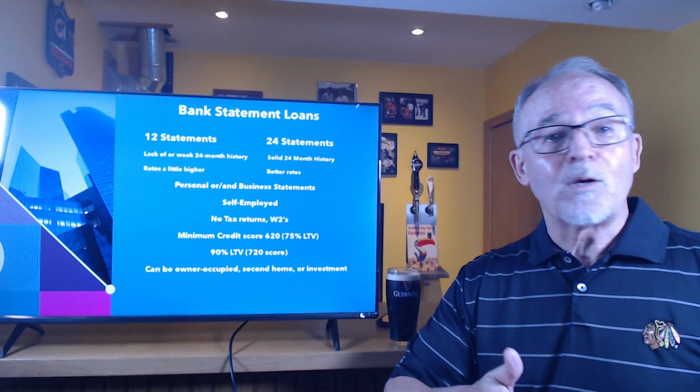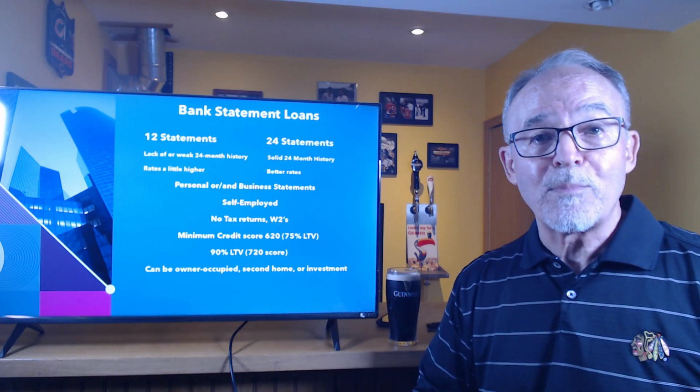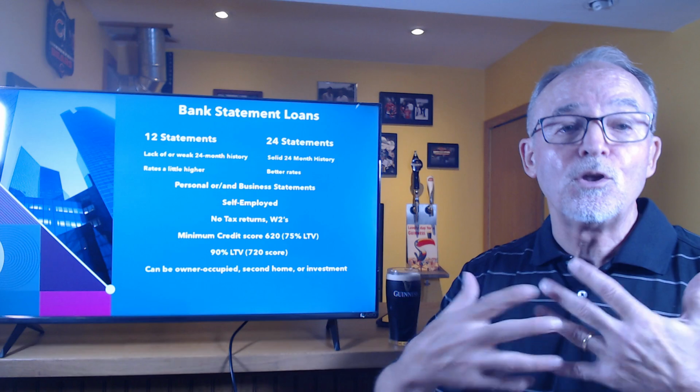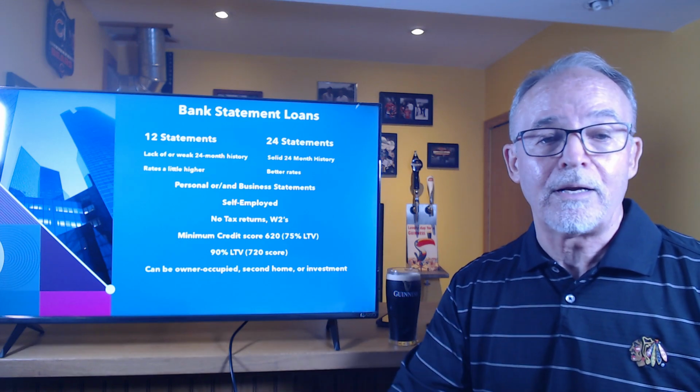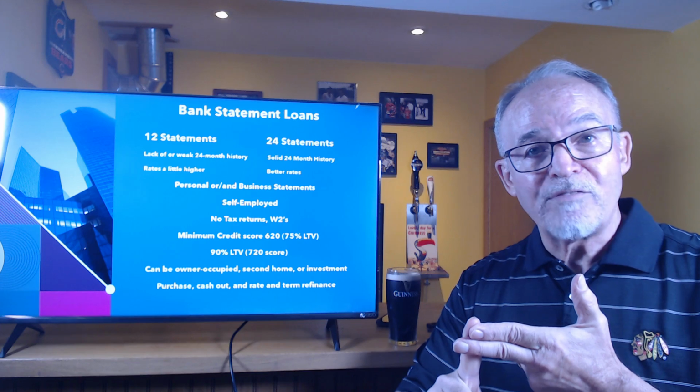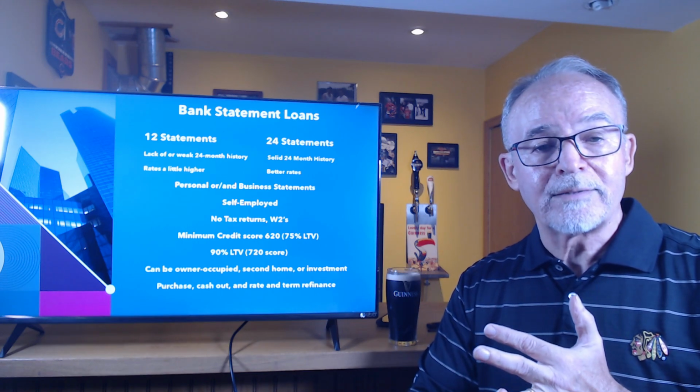Can be owner-occupied. You could buy it as your personal primary residence. You could buy it as a second home, and you could buy an investment property using this bank statement program. It's pretty neat. You do a purchase, cash out refinance, or a rate and term refinance.